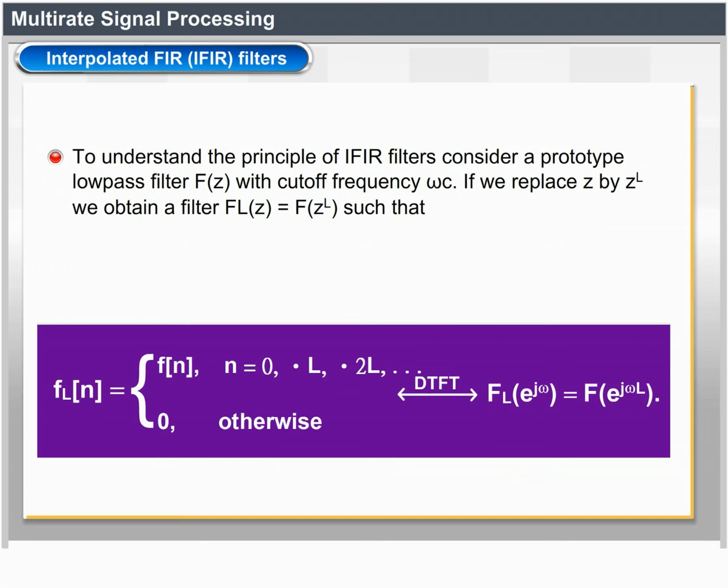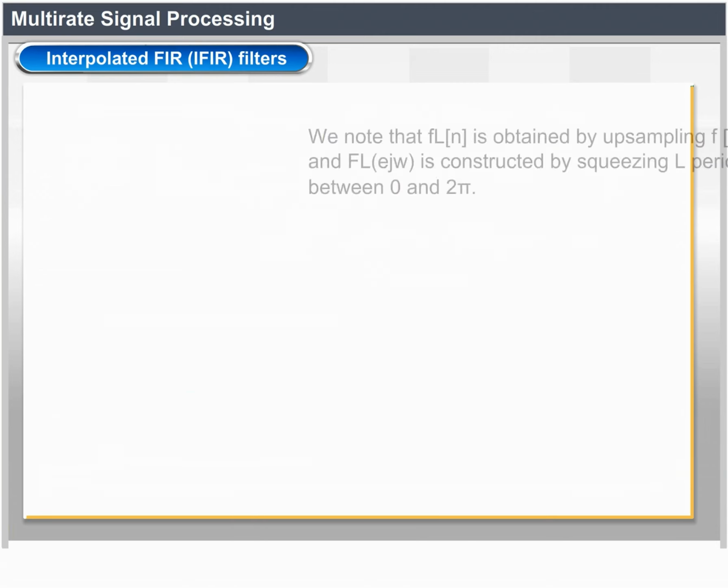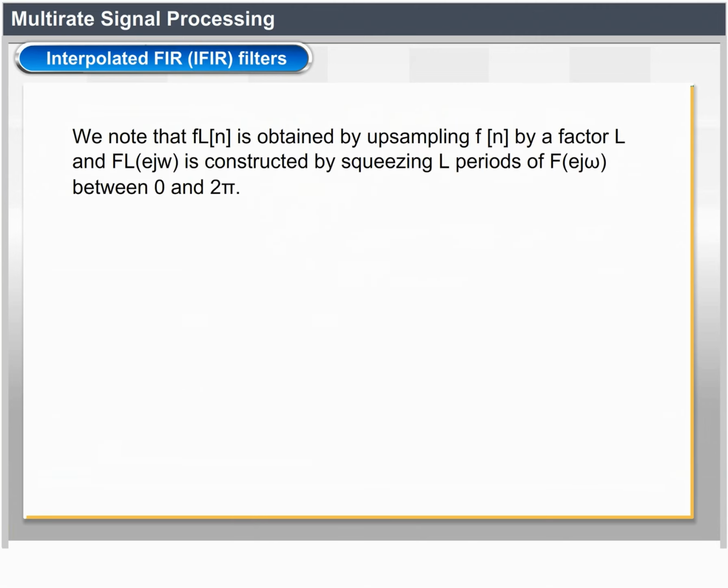and 0 otherwise. Under DTFT, it gives F_L(e^{j omega}) equal to F(e^{j omega L}). We note that F_L(n) is obtained by upsampling F(n) by a factor L, and F_L(e^{j omega}) is constructed by squeezing L periods of F(e^{j omega}) between 0 and 2 pi. A similar process was used to create COM filters.